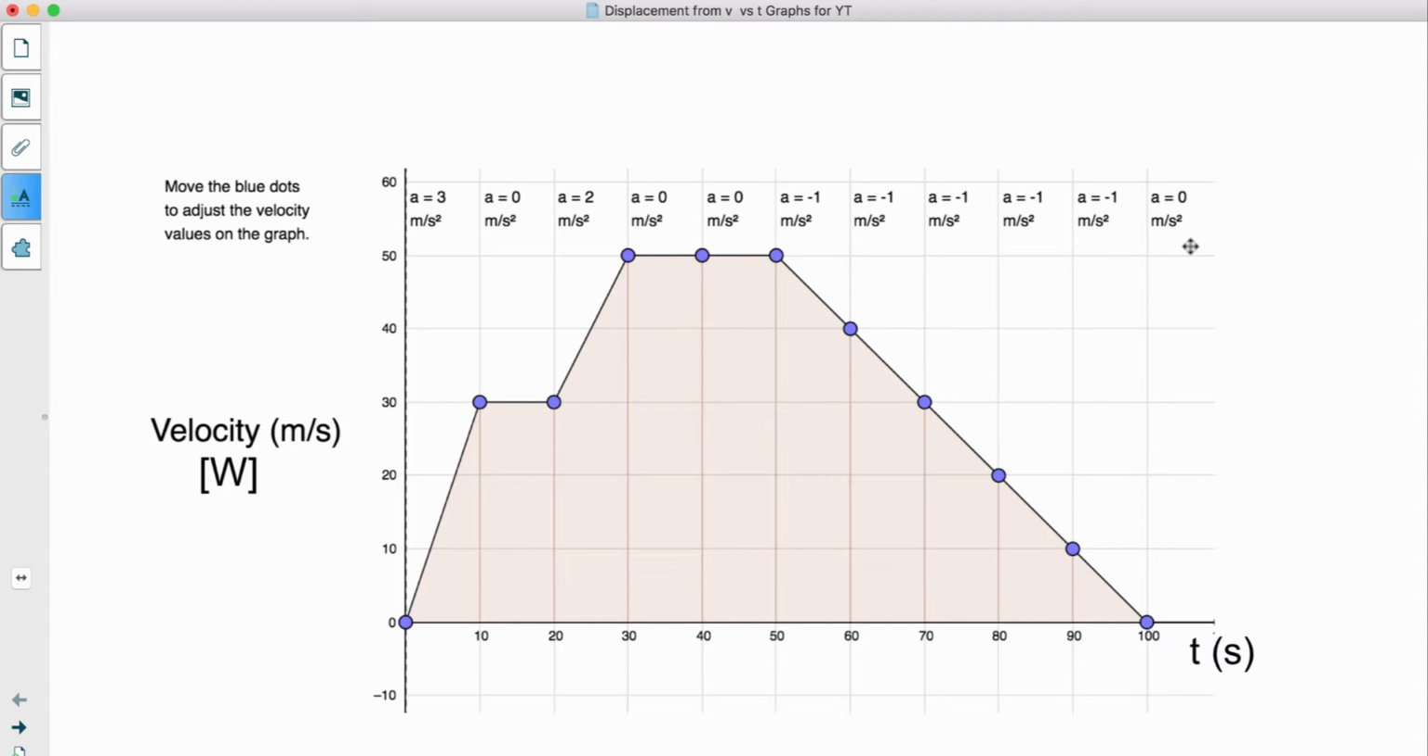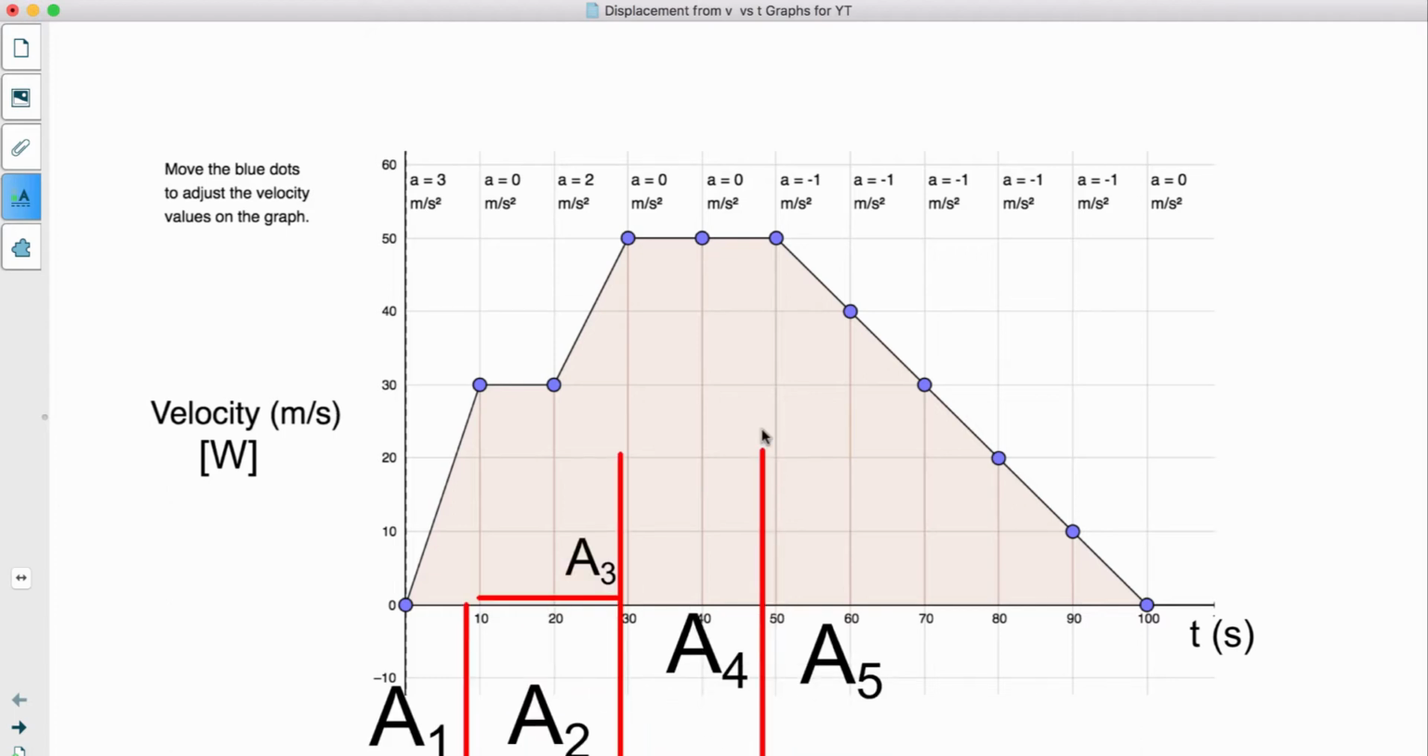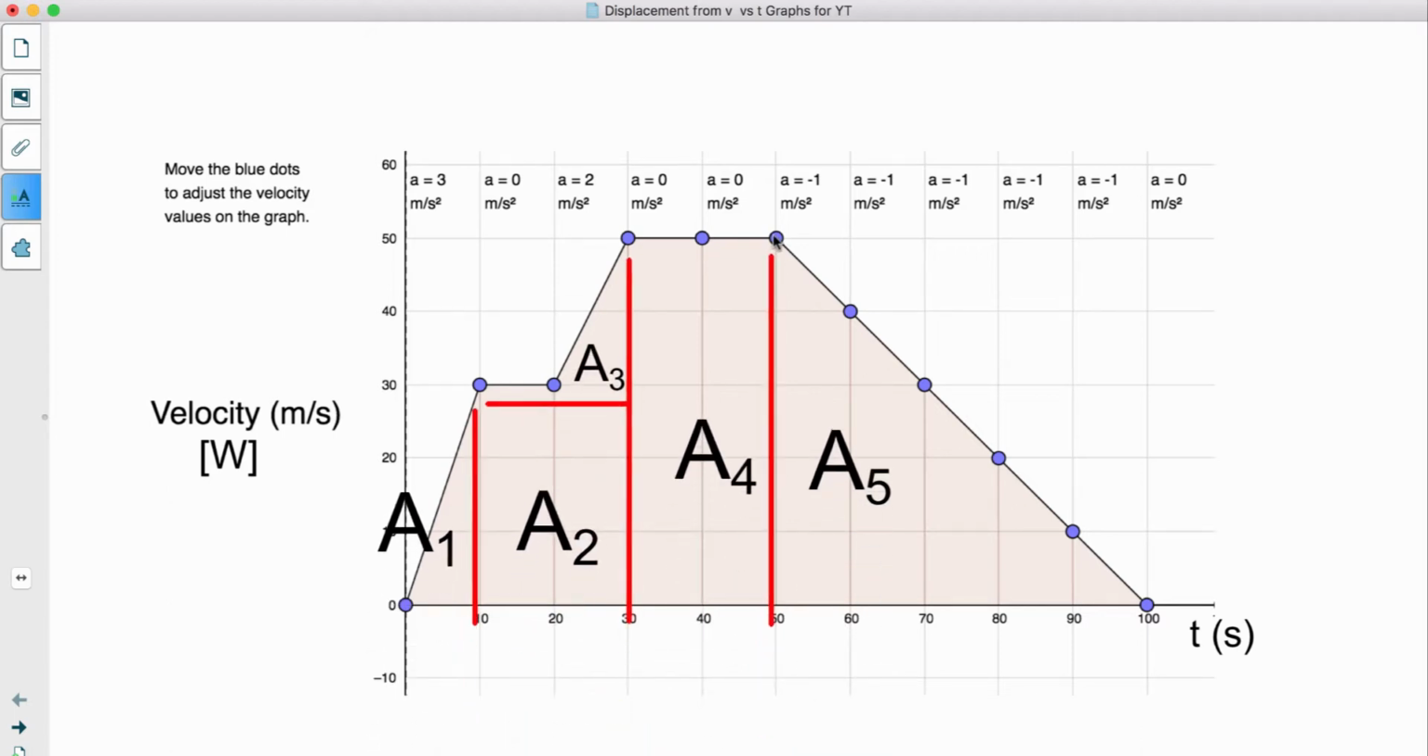So the idea is, by looking at a velocity versus time graph, you can see what the displacement is. We have to do a calculation of area underneath the curve. So I'm just going to break it into some smaller pieces, some shapes that we're able to calculate the area of.